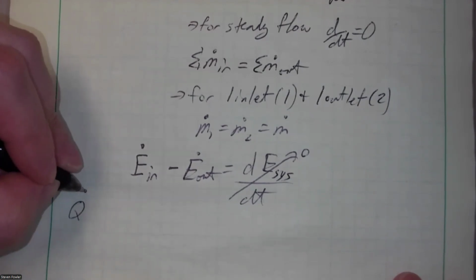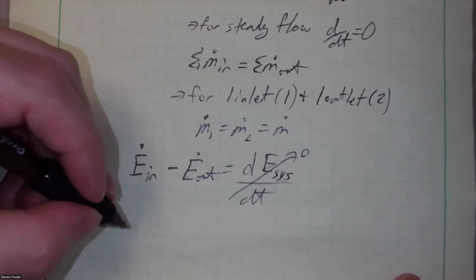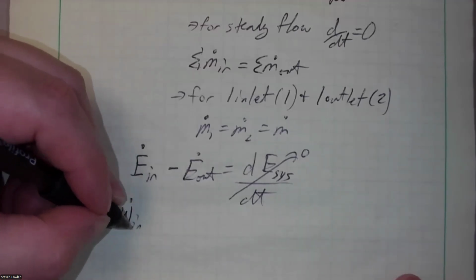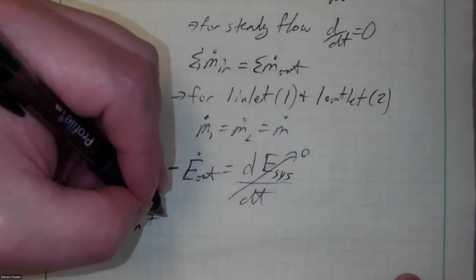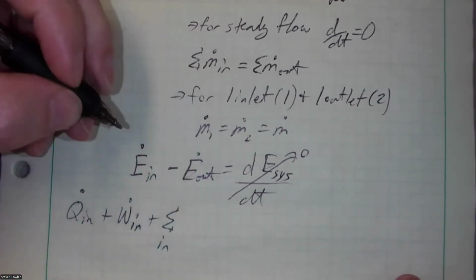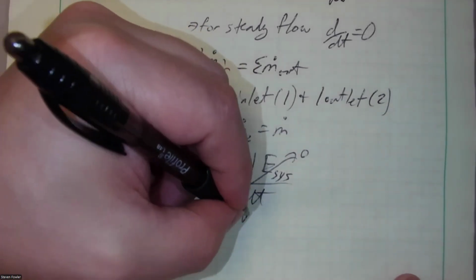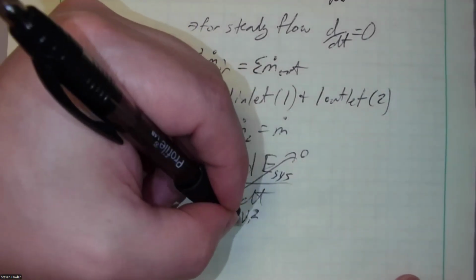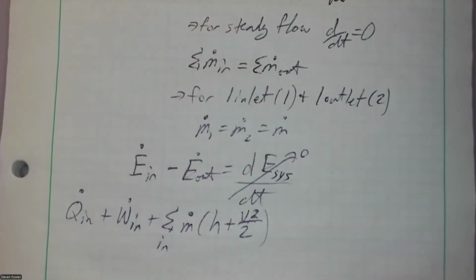Well, that means that I've got the rate at which heat comes in. So all these are per unit time right now. The rate at which heat comes in, the rate at which work comes in, we call that power, the power input, plus the energy of mass coming in. So I'm going to write this as the summation across all the inlets, m dot times h plus v squared over 2. And then I'm going to neglect the potential energy because we've talked about that before. We normally just neglect the potential energy unless it's a massive system.